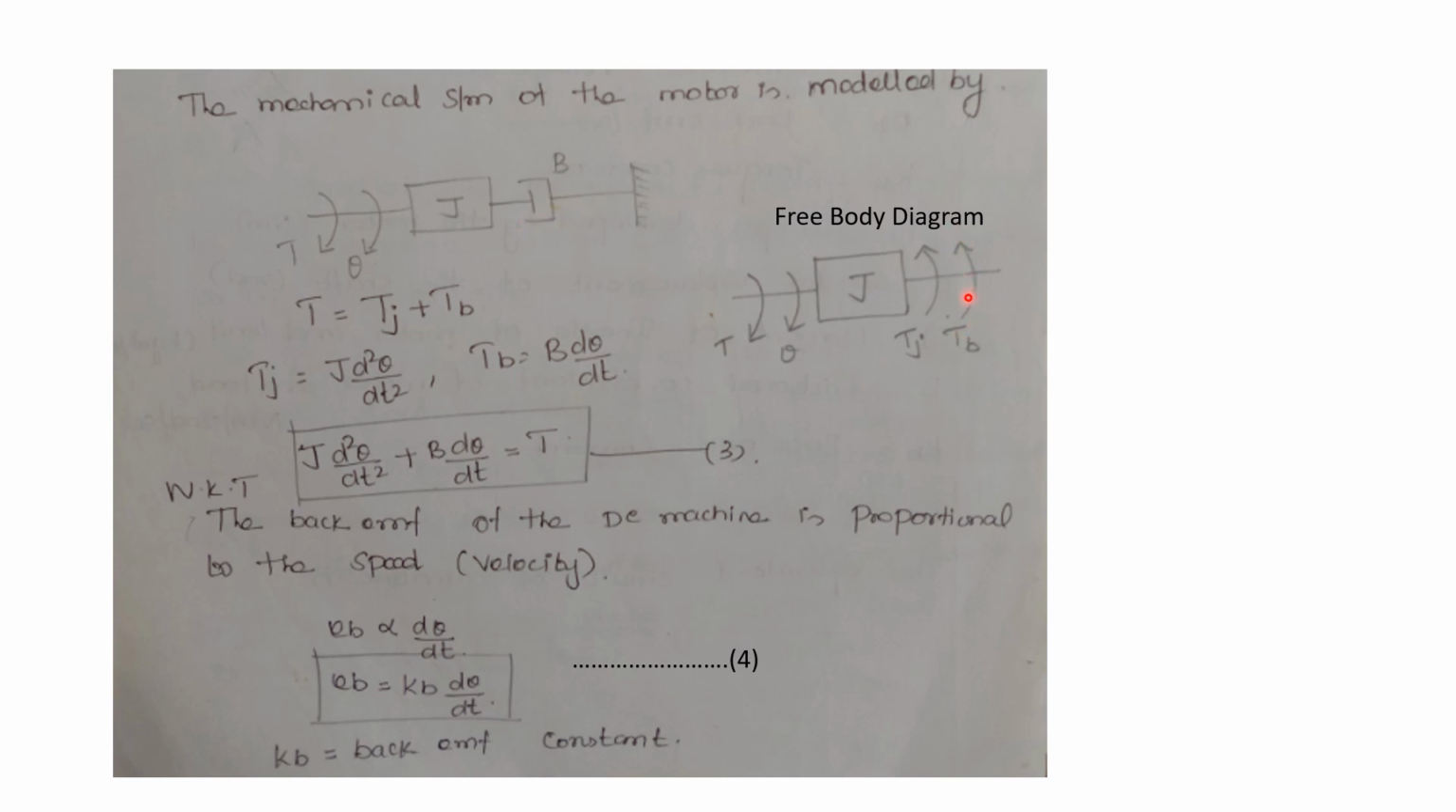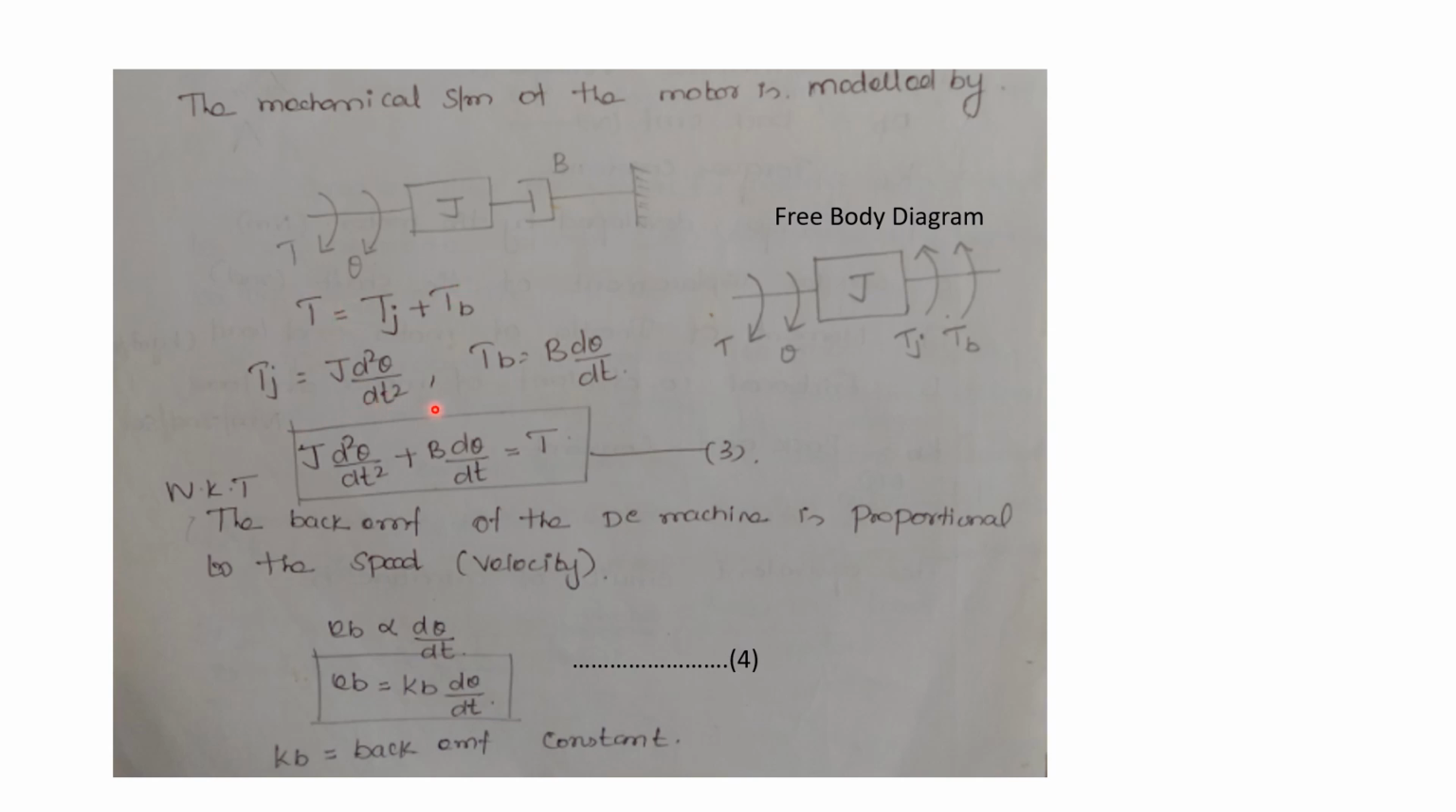Now we know the formula for all the opposing torques. Tj will be J into d square theta by dt square because the displacement is theta. Now what is the value of Tb? We know the formula, B into d theta by dt. Now to find the torque acting on a body, we have to apply Newton's second law. What is Newton's second law? Newton's second law states that the applied torque T will be equal to the opposing torque. We can write this line here also.